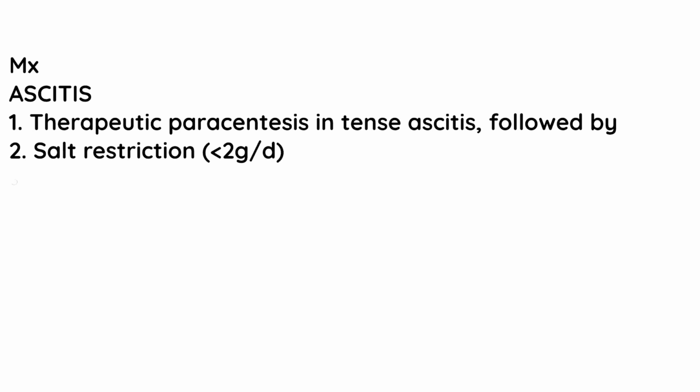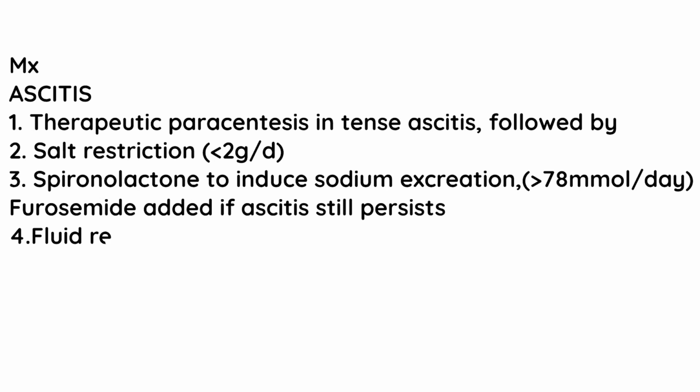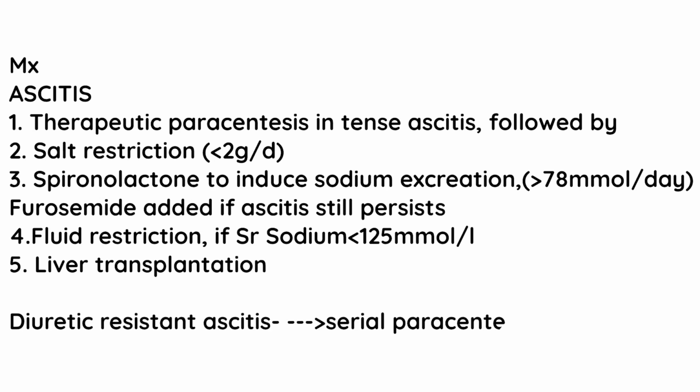One of the most common management plans they'll ask you is for ascites. So you have to mention therapeutic paracentesis followed by diet restriction, salt restriction, spironolactone, furosemide, fluid restriction, and liver transplantation if everything fails. They can also ask you that if you do everything else and still the ascites is not responding to it, how will you manage it? So you must know that TIPS or large volume paracentesis are other options in the cases of refractory ascites.